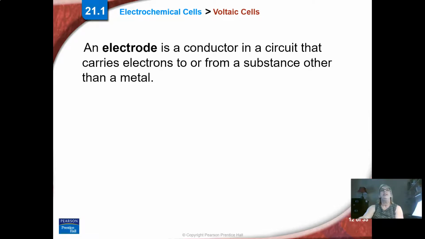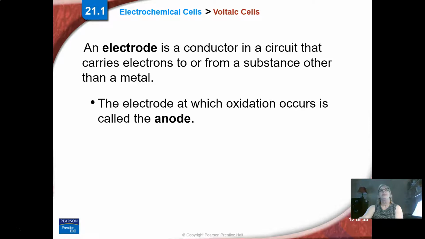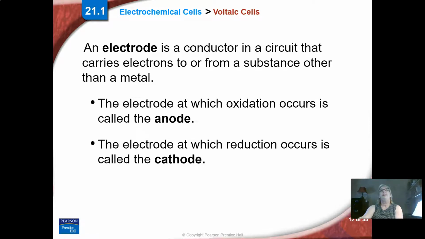An electrode is a conductor in a circuit that carries the electrons to or from a substance. We have anodes that are a type of electrode, and we have cathodes that are a type of electrode. So anodes are where we have oxidation, and cathodes are where we're having reduction.